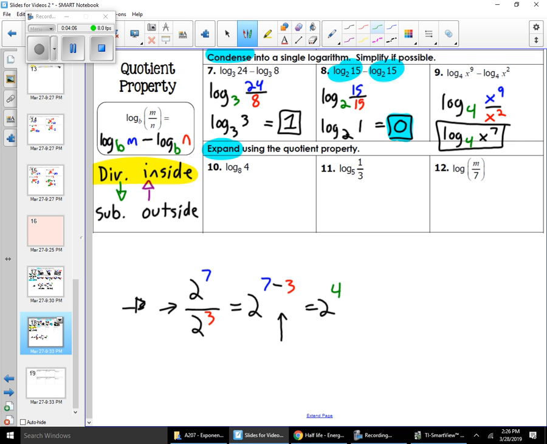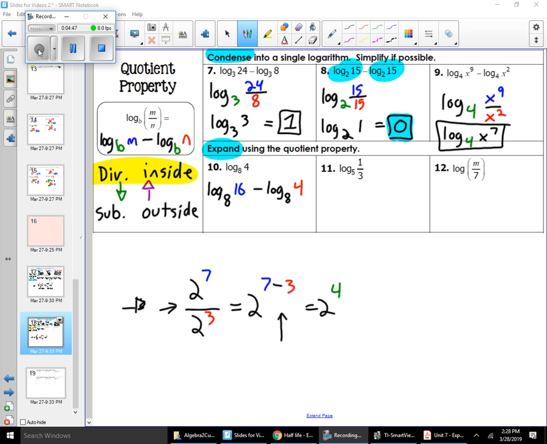Jumping down, doing a bit of expansion here. Now we have a single log, and we're trying to take that single log and turn it into multiple logs. Keep in mind, there's more than one correct answer for these, but I do want to just walk through the property. So 4 could be the same thing as, say, 16 divided by 4. So I can expand that to being log base 8 of 16 minus log base 8 of 4. Again, that's not the only correct answer.